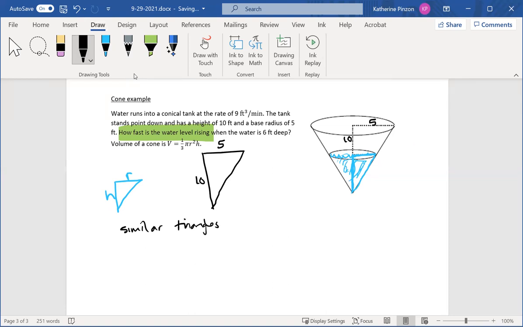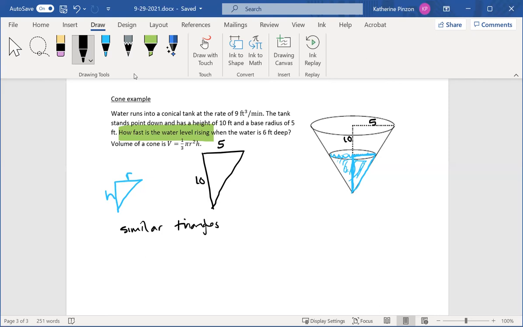Do you know anything about similar triangles? Yeah, they have to have the same angles, and we agree that the bottom angle of the blue triangle is the same as the bottom angle of the black triangle because they're the bottom of the cone, right? And this angle in the top left corner is a 90-degree angle in both. So these triangles are similar because their angles are the same. What do you know about the sides of similar triangles? Yeah, they're in proportion, right? Their ratios are the same.